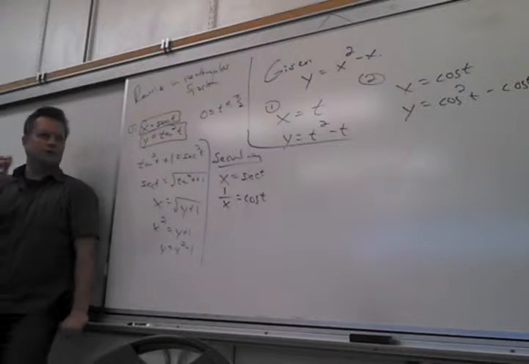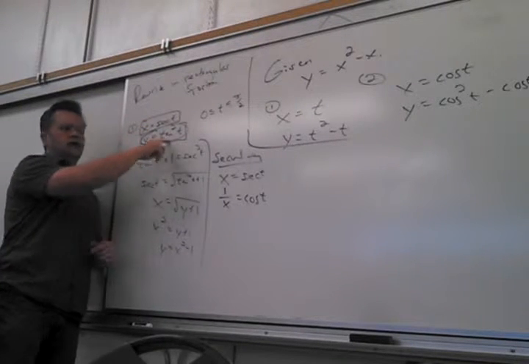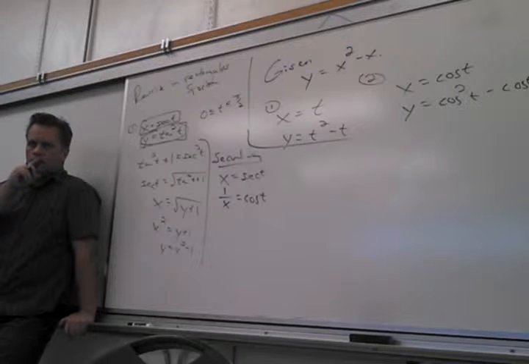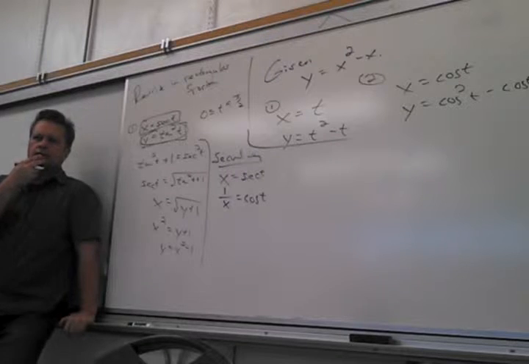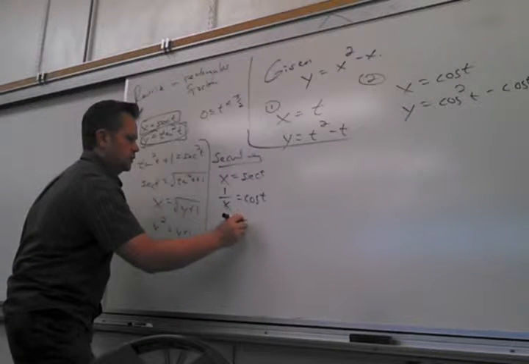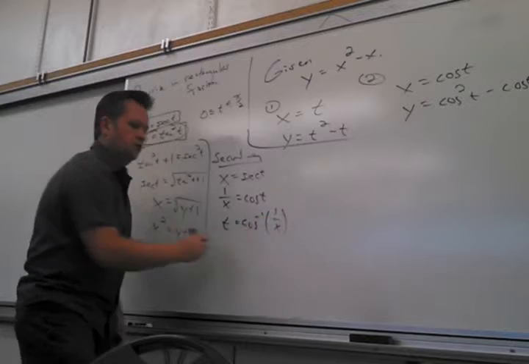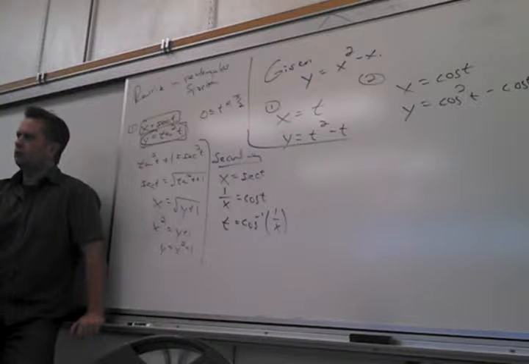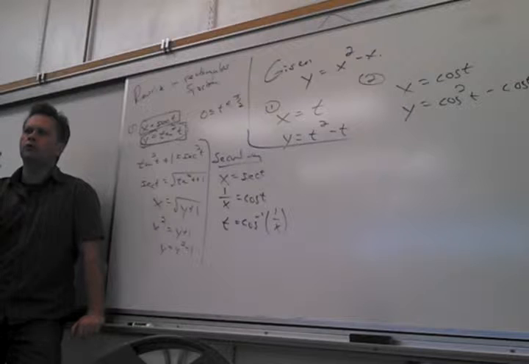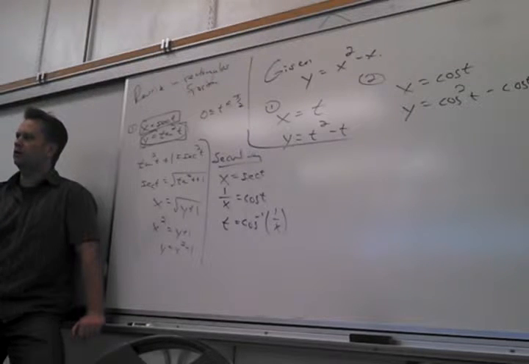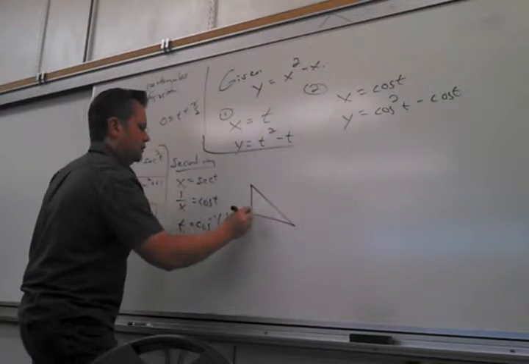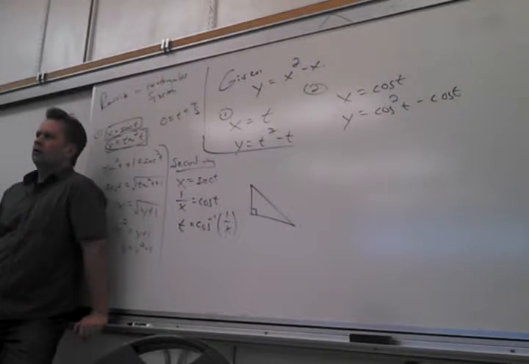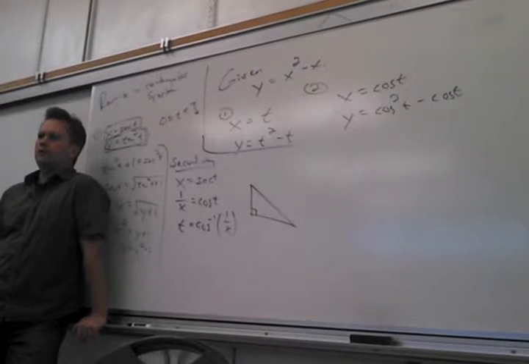What's something better you could do, considering that I want to get y, which is tangent squared? You could take the inverse cosine. Remember what we talked about with the inverse trig? What can you always create? I don't care if it really exists anywhere in the universe. What can you create? A triangle.